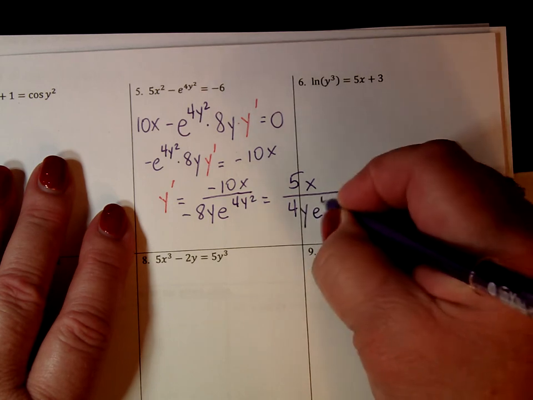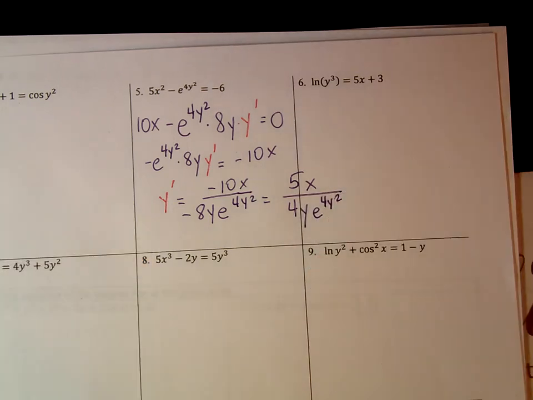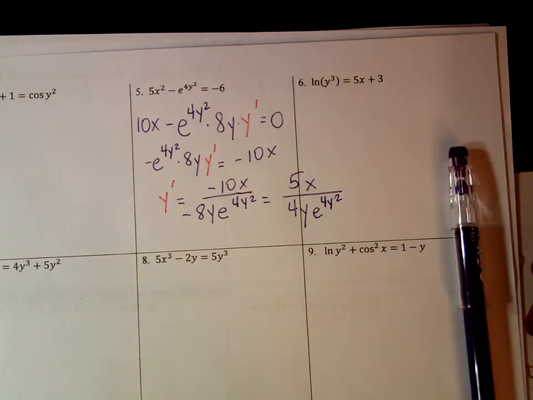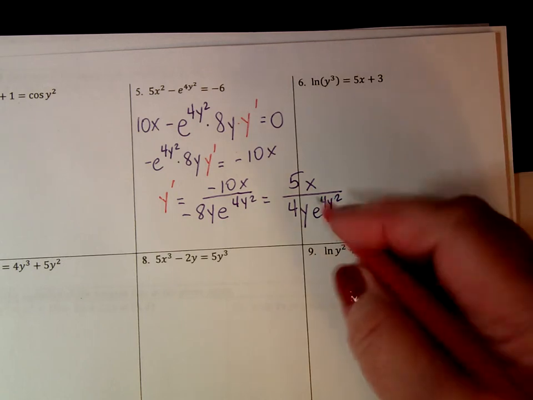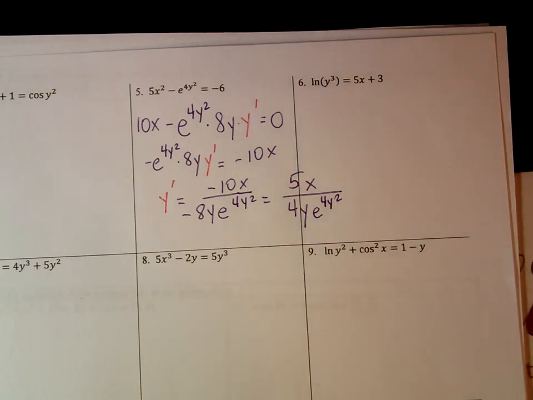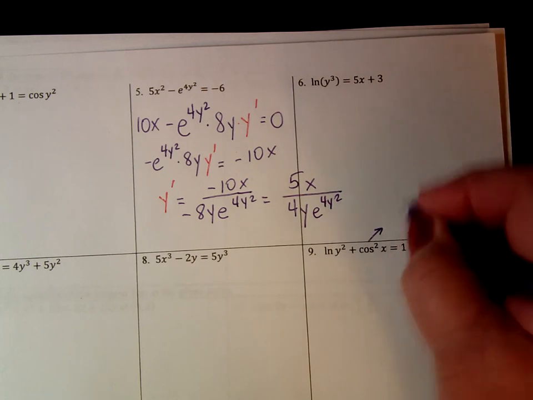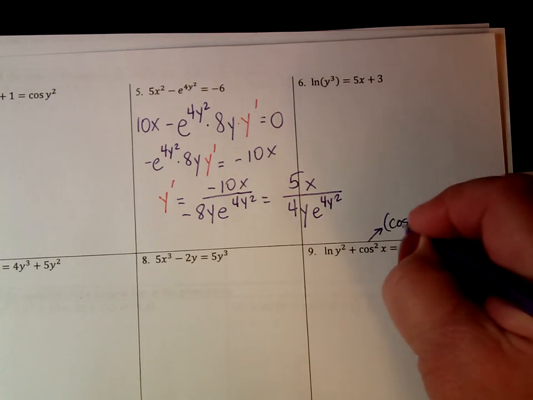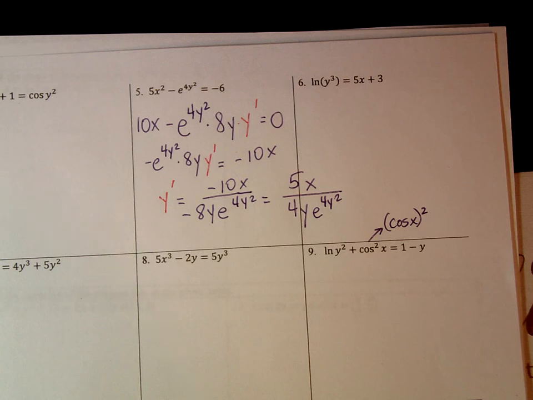And that's the best I can do for him. So one with a little bit of e. 9 was my next one. It's got ln's and it's got trig in it. Remember that this cosine squared x is the same thing as cosine of x squared. So let's try this one.